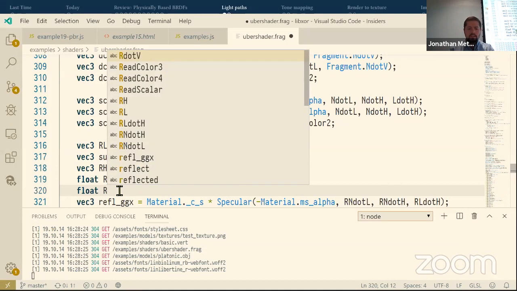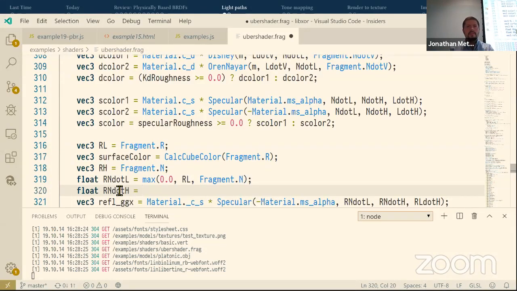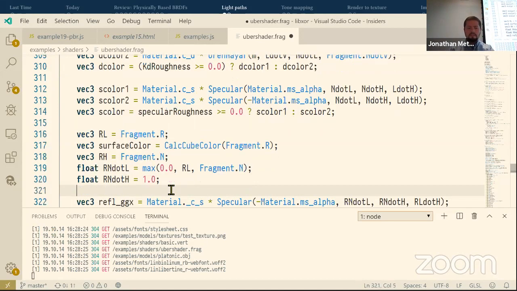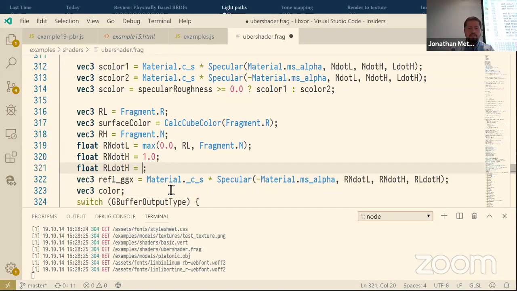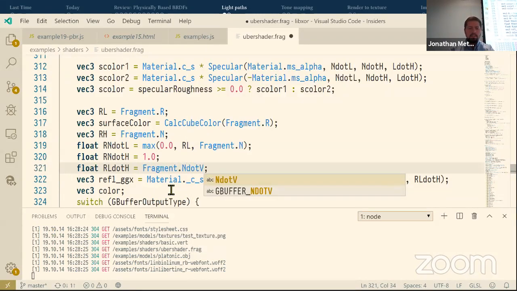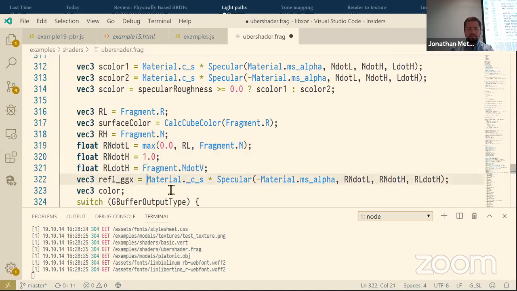And then r n.h, what is that going to be? We said that h is normal, so what's n.n? Take the dot product of any vector by itself, and what do you get? You get 1. Cosine of 0 is 1, right? Okay, that's easy enough. And then RL.H is going to be, this is L.H, so this is technically V.N again. So I'm going to just say this is fragment, I'm already calculating this, so n.v. Okay, and this is the exact same thing. We'll just leave that there for now.